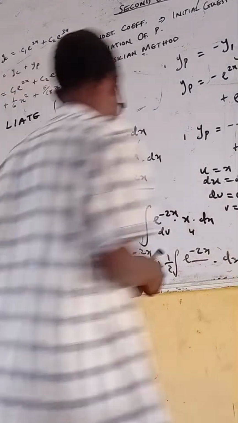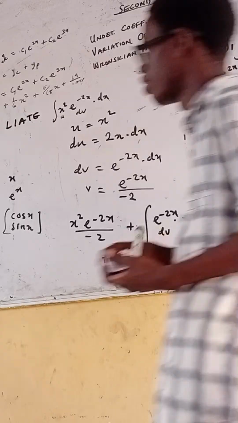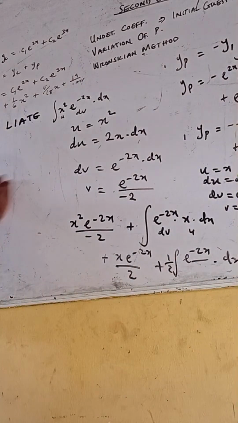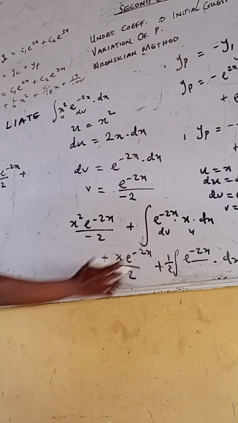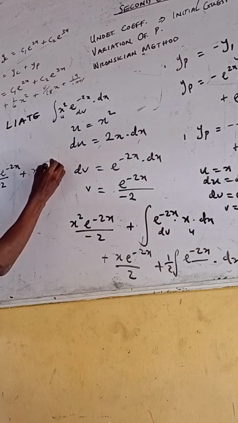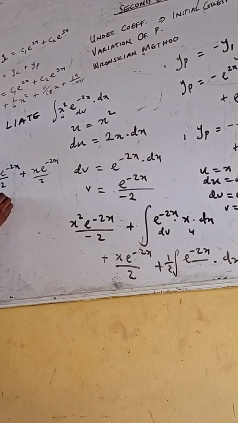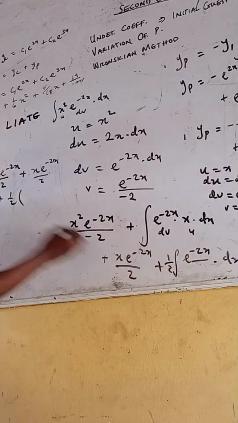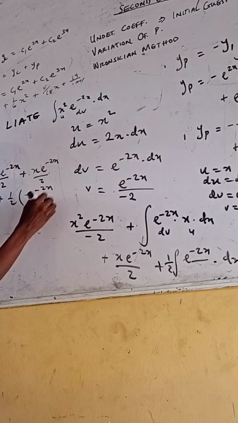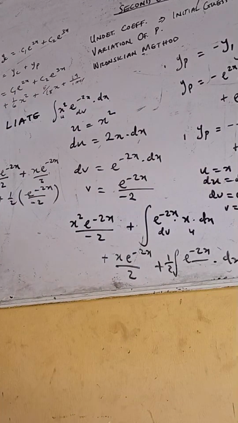So now it means I have this plus integral of this. So if I integrate this one, after integrating this one, I have x squared e^(-2x) over minus 2 plus integration of this, which is this, x e^(-2x) over 2 plus 1 over 2 into bracket. Let's integrate this one now. e^(-2x) over minus 2. So minus this one can come here and turn this one to minus, and this 2 to 4. Do you get what I did? So this is my integral.